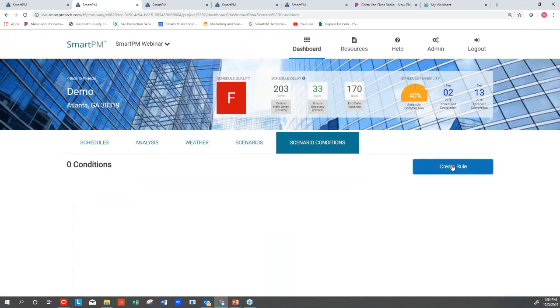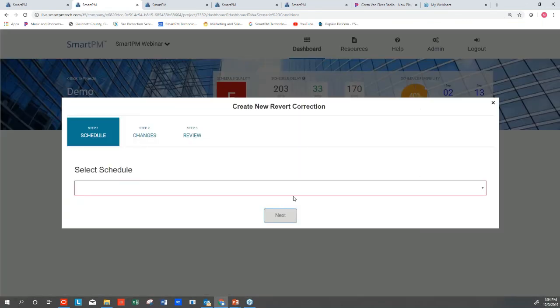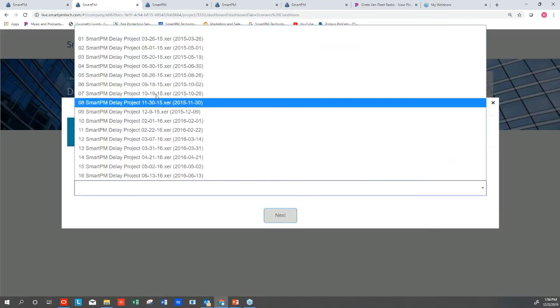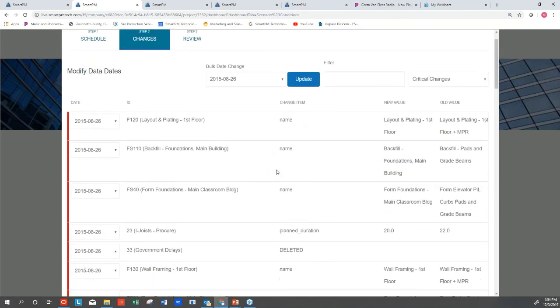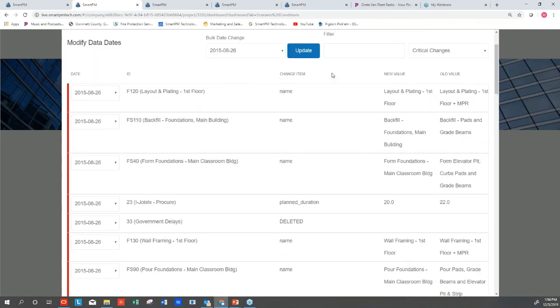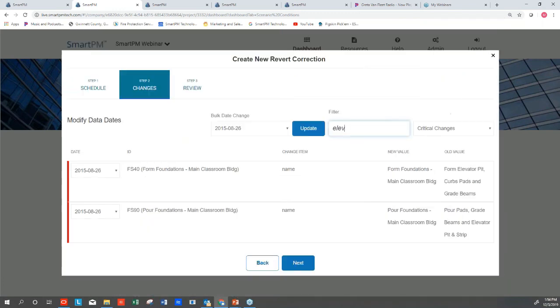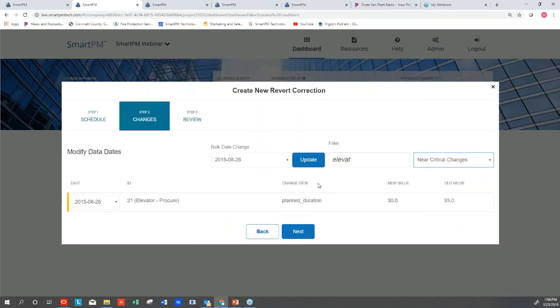I'm going to take that elevator change on that update, which was on, I believe, 8/26. I'm going to go find it. I'm going to go see right here, I'm going to search for elevator. And I see that I do not, oh, it was a near critical change too. So I see this elevator procurement activity. I want to revert that to a previous period. I'm actually going to revert that to the baseline.